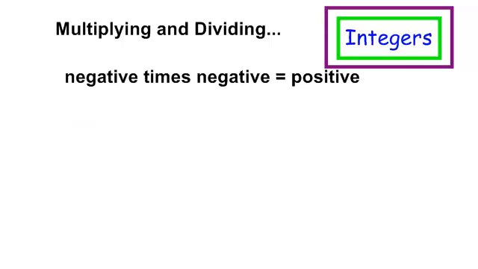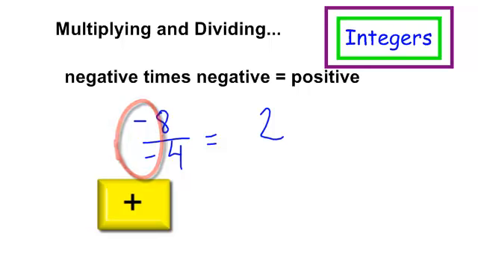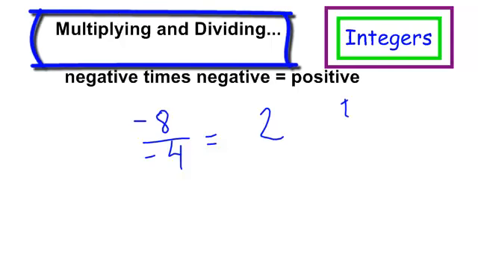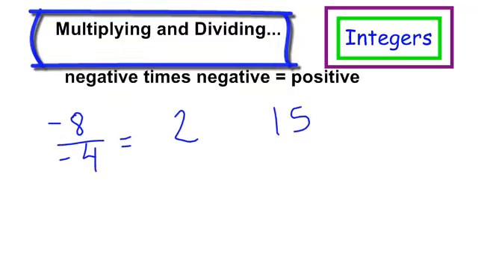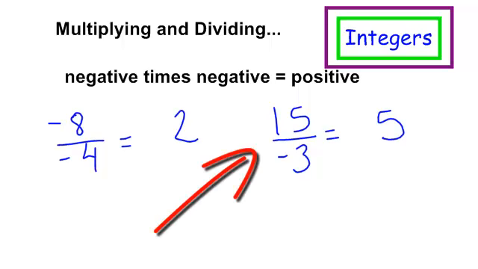Now, the same thing will work when I am dividing. If I had negative 8 divided by negative 4, well, 8 divided by 4 is 2, and a negative divided by a negative is a positive. You see, I had a pair of negatives here. A negative and a negative is a positive. Now, this is when you are multiplying and dividing. If I had 15 divided by a negative 3, well, 15 divided by 3 is just 5. But there's one negative there, so it will be a negative 5. I can't pair it up.